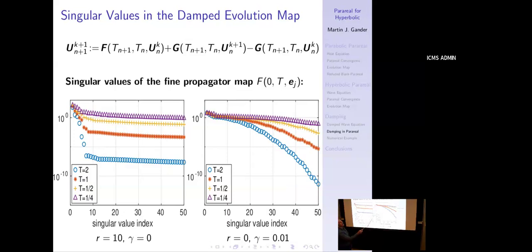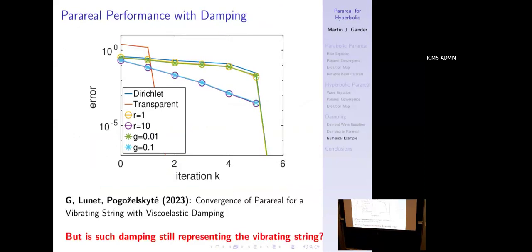And viscoelastic damping has a different shape. You need more modes, but it also looks like it could work for Parareal. So let's run Parareal. So here is iteration index, here is error. I have the Dirichlet case from before, which did not converge up to the 6th iteration, and then it goes down. I have the absorbing, the transparent boundary condition here that we've seen before.